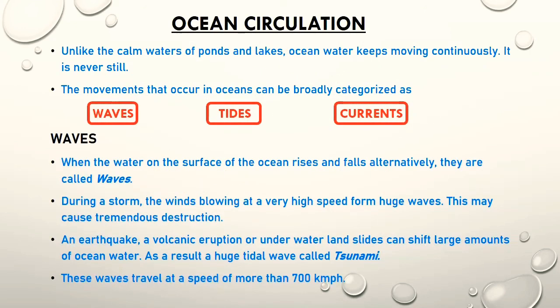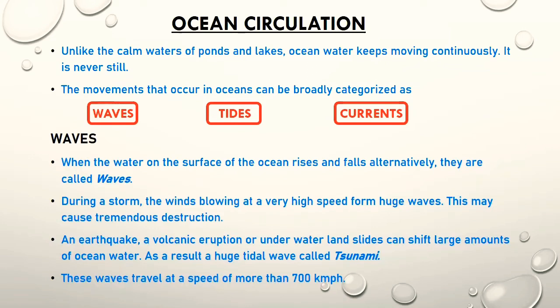Here you see the topic is ocean circulation. First, see, unlike the calm waters of ponds and lakes, ocean water keeps moving continuously. It is never still. The movements that occur in the ocean can be broadly categorized into three. First waves, second tides, and third currents.